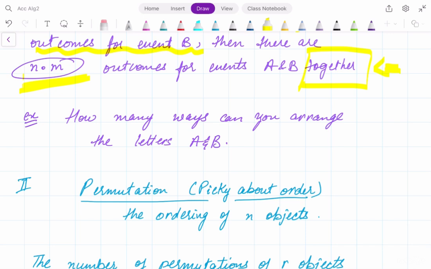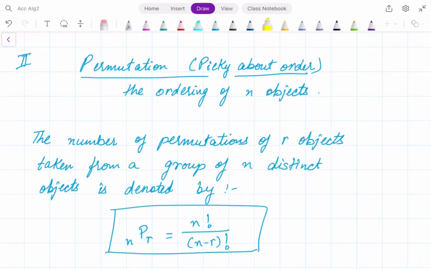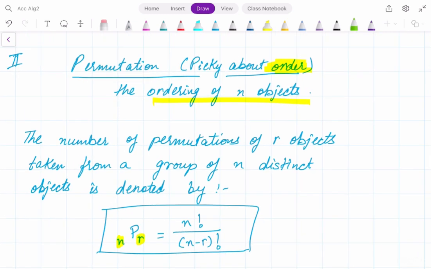Another thing is called permutation. The catchy phrase is "picky about order." So order is the priority. How we are ordering the objects plays a crucial role. The number of permutations of r objects taken from a group of n distinct objects is denoted by this formula, nPr, which is n factorial divided by n minus r factorial. That means the total number divided by n minus r factorial. So r is the outcome that we are looking for. And this sign, the exclamation sign, is called factorial.